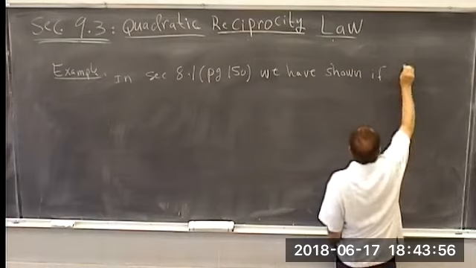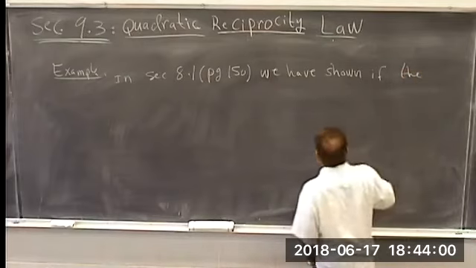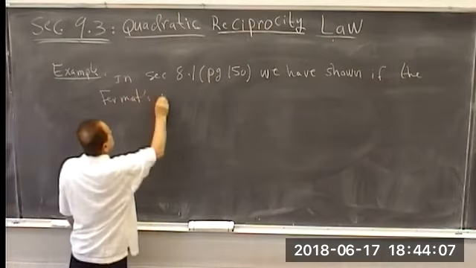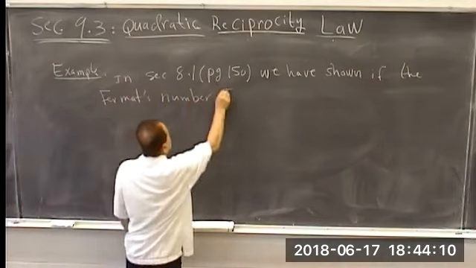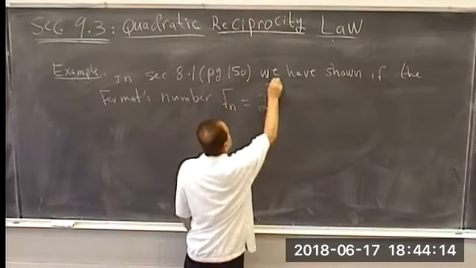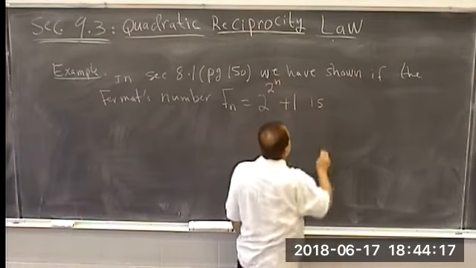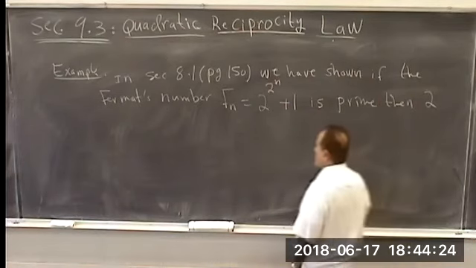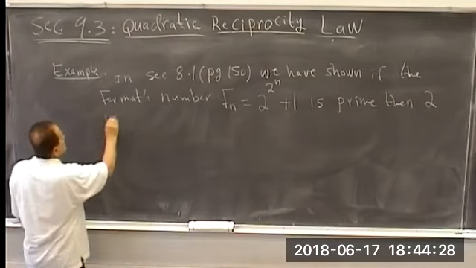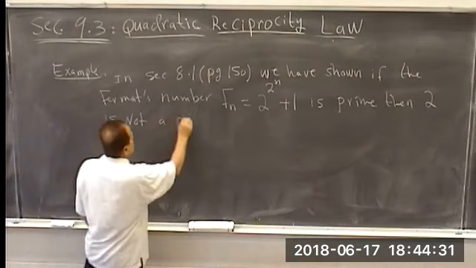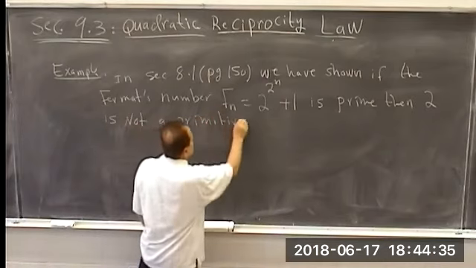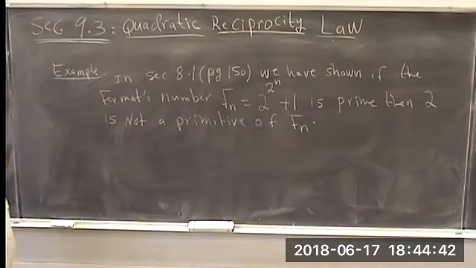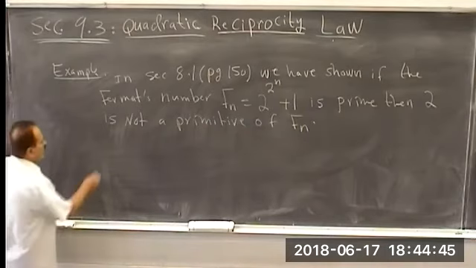if the Fermat number Fn, which is equal to 2 to the power 2 to the n, plus 1, is prime, then 2 is not a primitive root of Fn. So we have a negative result for the 2.